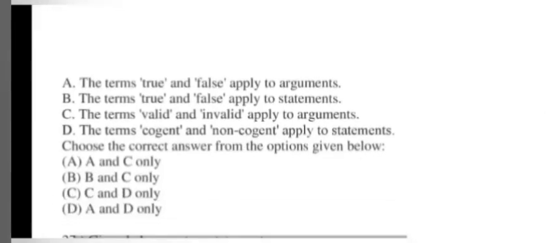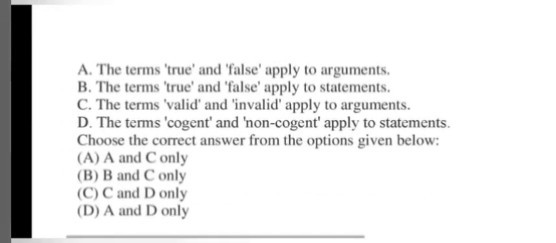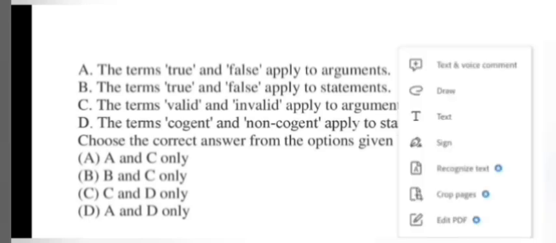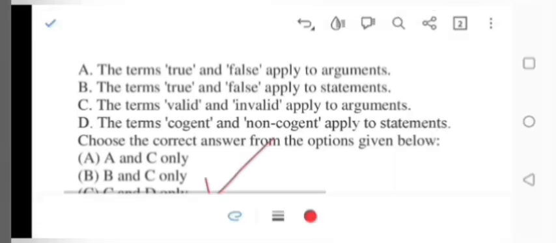26 says which one of the following statements are true? A: the terms true and false apply to arguments. B: the terms true and false apply to statements. C: the terms valid and invalid apply to arguments. D: the terms cogent and non-cogent apply to statements. Options: A, C; B, C; C, D; A, D. So 26, the correct option will be C, that is, C and D will be correct.